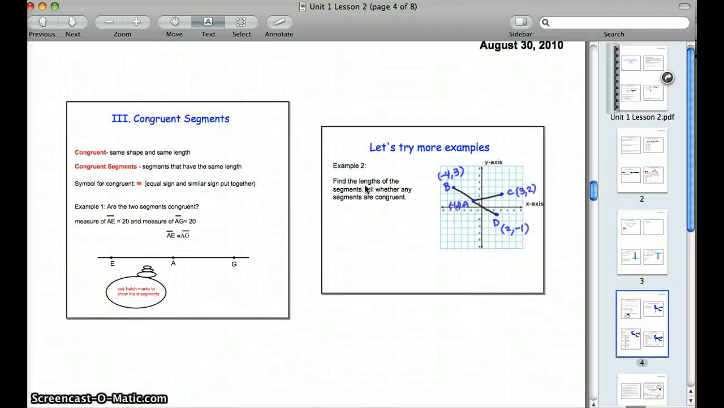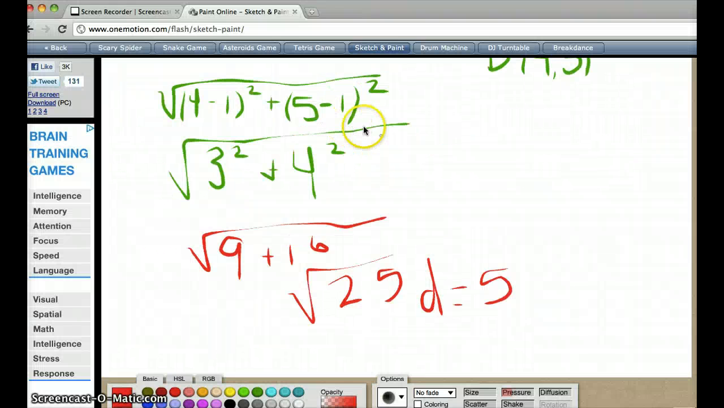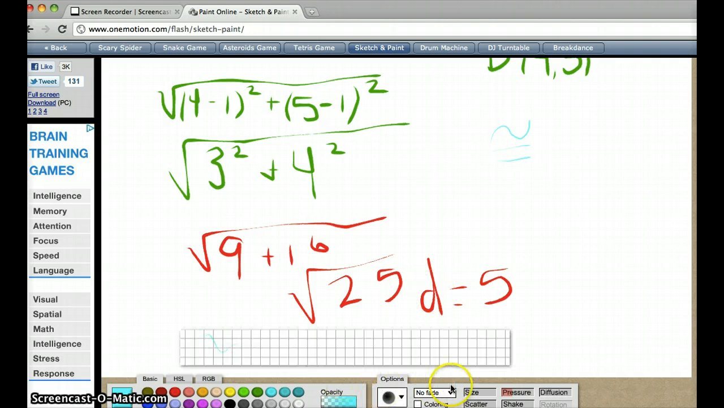So now we're going to talk a little bit about congruent segments. Now congruent is something that is the same shape and the same length. So congruent segments are segments that have the same length. So the symbol for congruent that we use is an equal sign. So this sign right here is used to say equals. So that means it's congruent and it's also equal. Okay?